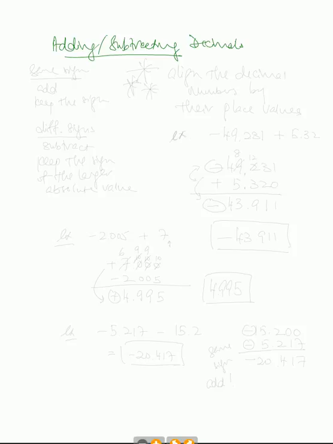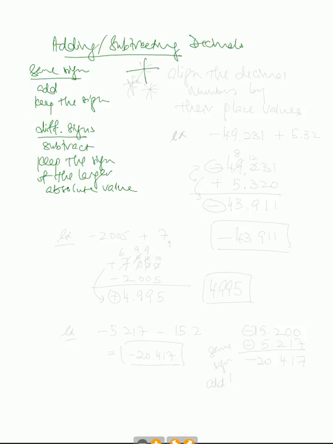Maybe I should write this down. Same sign is where you add, but you keep the sign. And if it's different signs, that's when you subtract, but you keep the sign of the larger absolute value. But there is a big difference between decimals and integers.